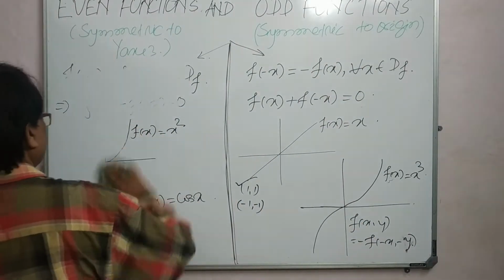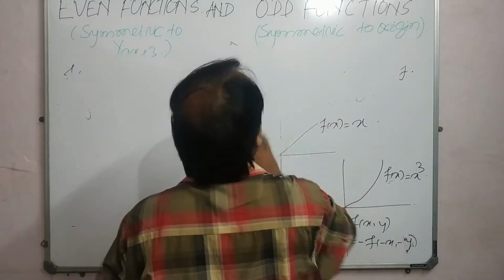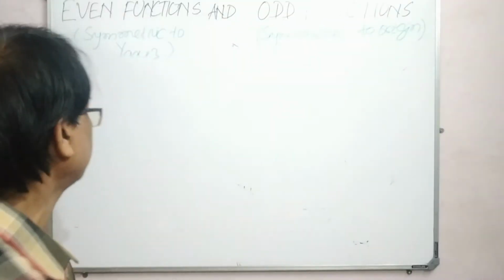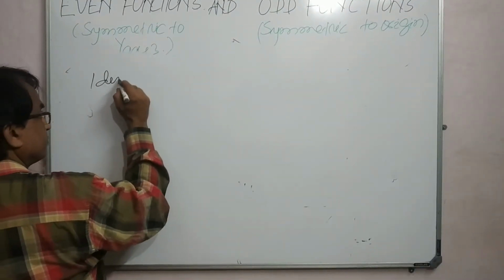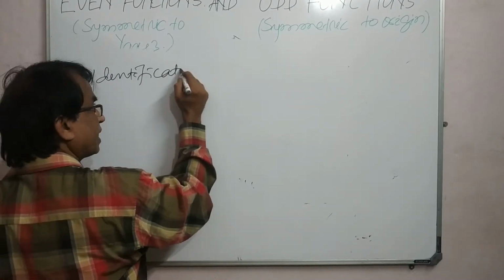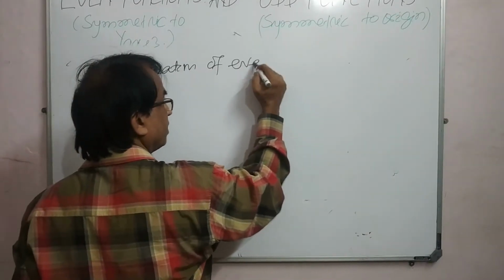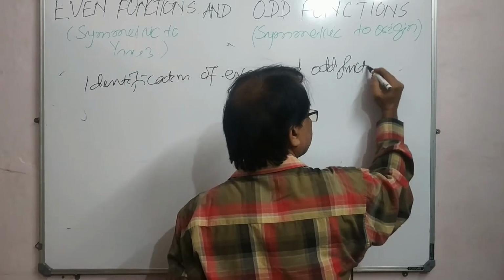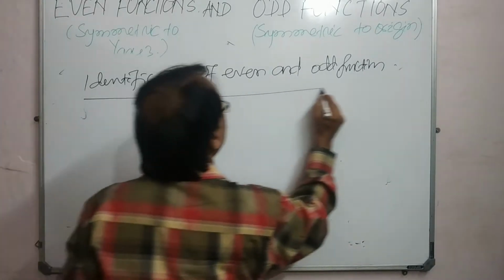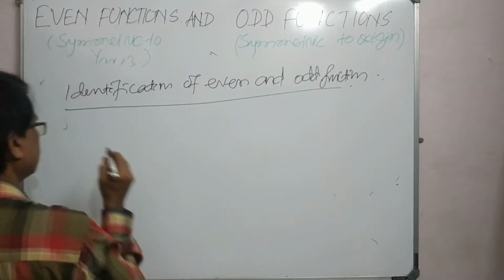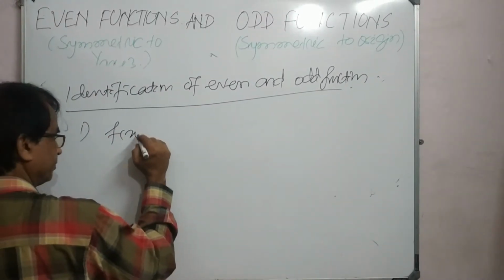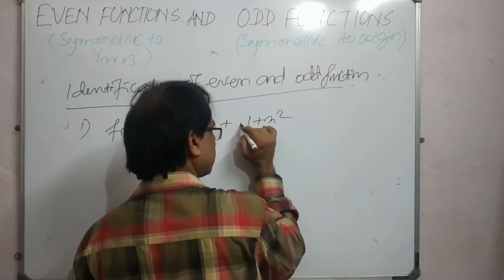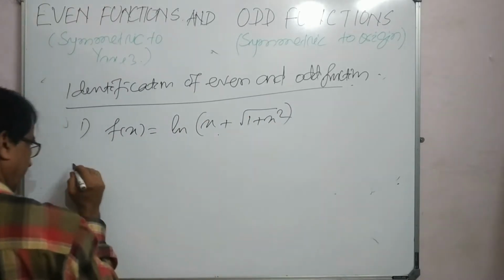Let us see some very interesting problems to see how we find even and odd functions. Let us discuss identification of even and odd functions. Certain problems, that is, f of x is equal to natural logarithm of x plus square root of 1 plus x square, and let us see.